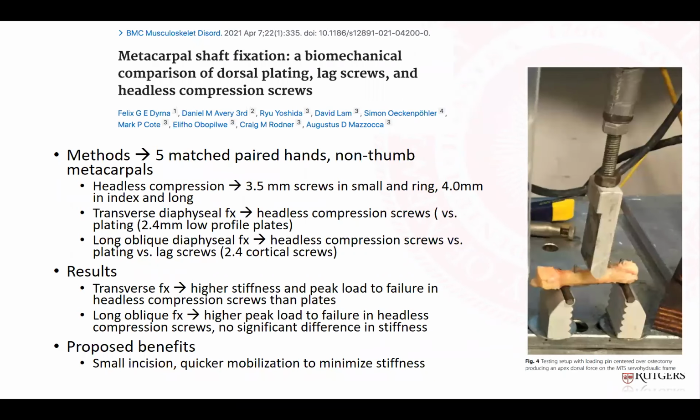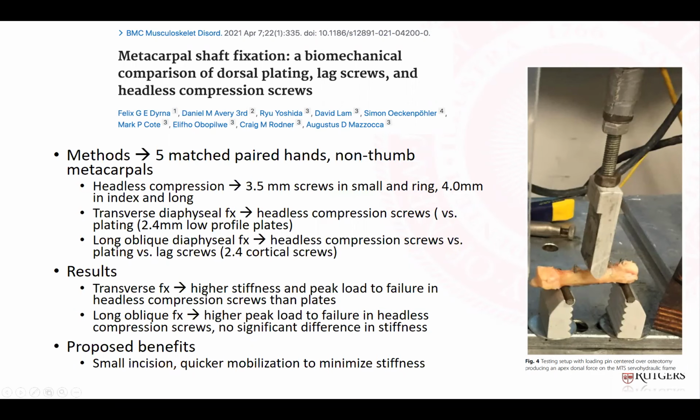Of recent growing interest in the hand community is the use of intramedullary headless compression screws for metacarpal fractures. The first case report was described in 2010 and it has become an increasingly popular choice for metacarpal fracture management, as reported benefits include early range of motion, lower incidence of hardware removal, and less soft tissue stripping than plate and screw fixation. This is a recent biomechanical study comparing dorsal plating, lag screws, and headless compression screws.